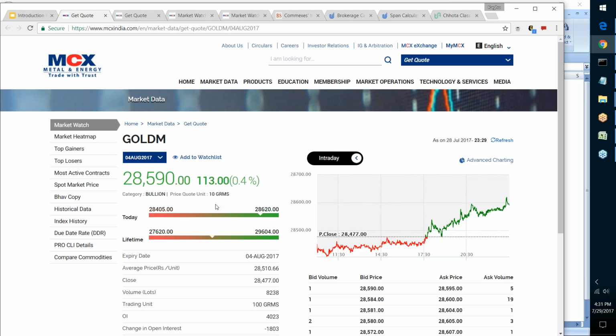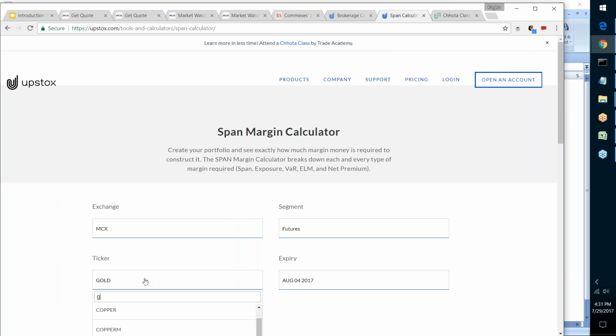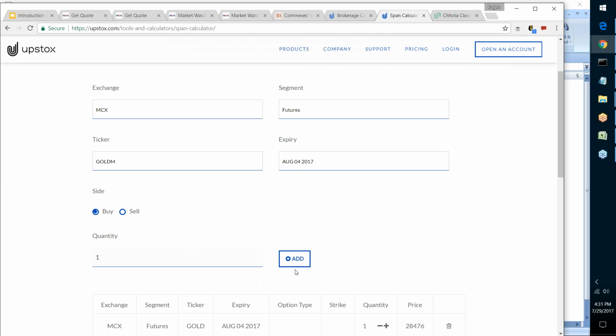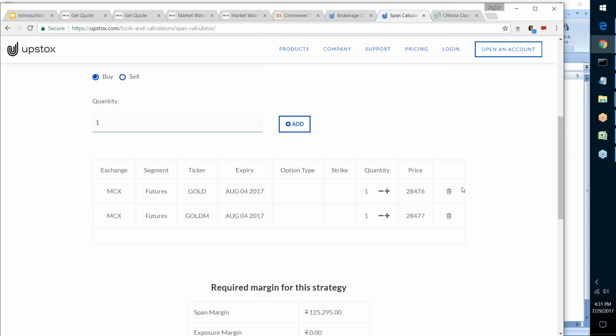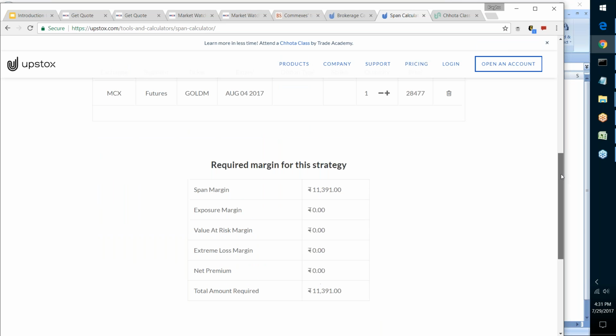The benefit here is your lot size. For gold, your lot size is 1 kilogram, but here your lot size is 100 grams. So your required margin is not going to be, this is also incorrect, I put up the wrong information here. If I put up gold mini here and take out gold, you can see that your margin is basically 1/10.